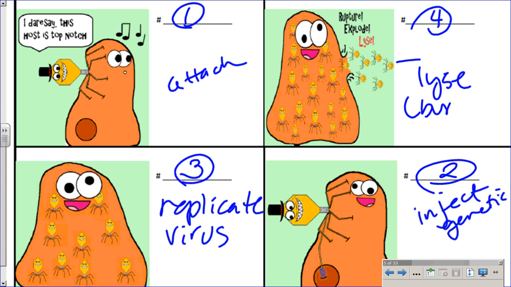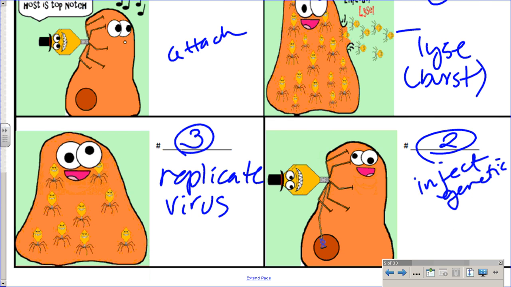Good job, good words. And then those virus babies are going to go do what? Same thing as the first one. Right, go and attach and inject elsewhere. Good. The fourth part, number 7, compare and contrast lysogenic with lytic.